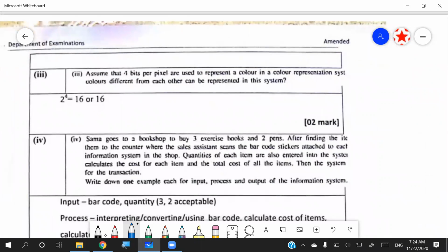Yeah, here they are asking about the different number of colors that you can see on a pixel by giving the bits per pixel, right? So it is easy: when you take bits per pixel as a power of 2, you are going to receive that many different colors, right? So here they say it's 4 bits per pixel, and we can see 16 different colors generated by it, right? So it's going to be 16, and 2 marks is given.